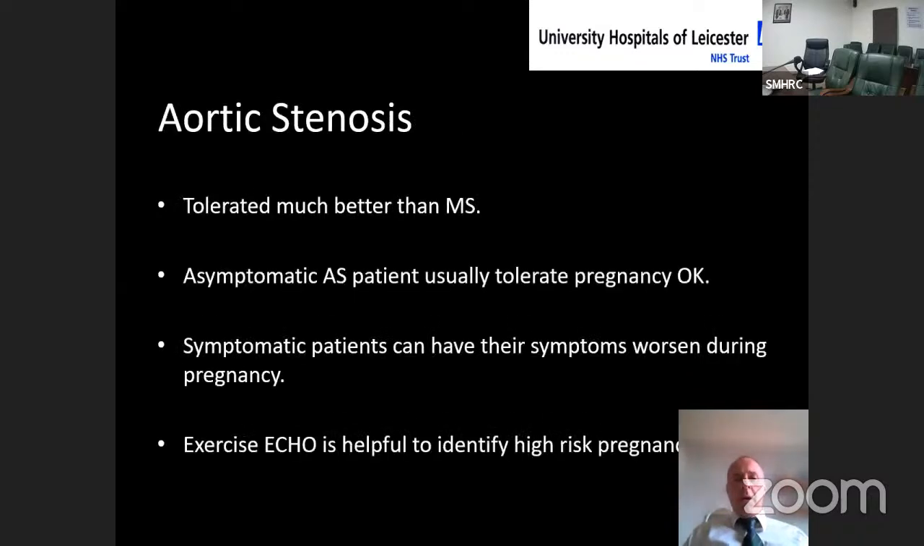Next few slides will talk about aortic stenosis, which is usually tolerated well during pregnancy and labor. In borderline cases, exercise echo can help to identify high-risk pregnancy, as it can clearly demonstrate the ability of the body physiology to adapt to the stresses and changing cardiac output requirements.